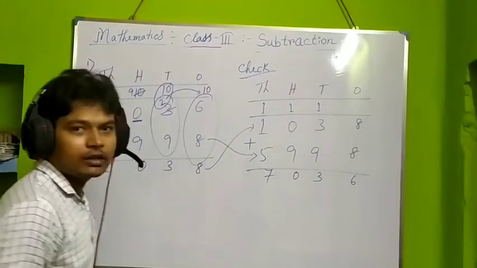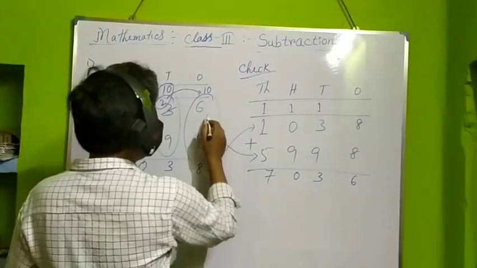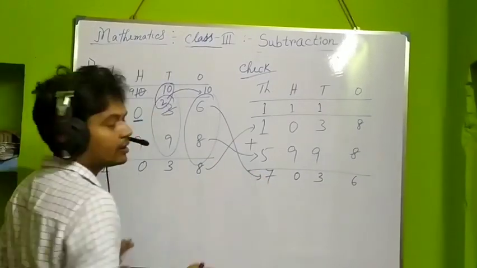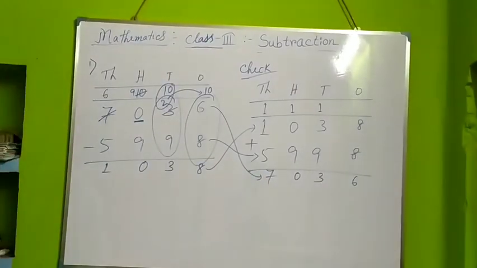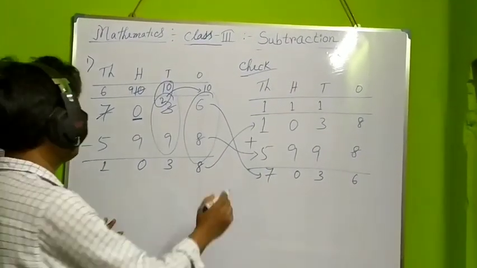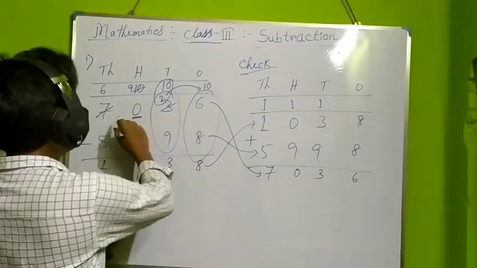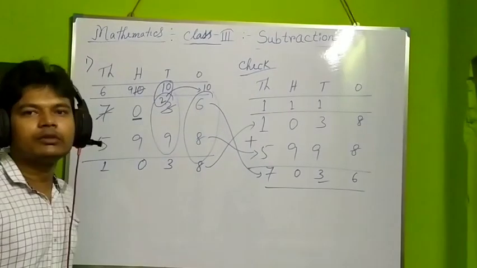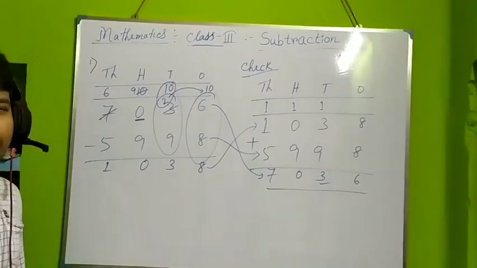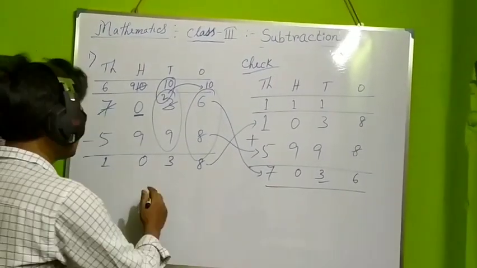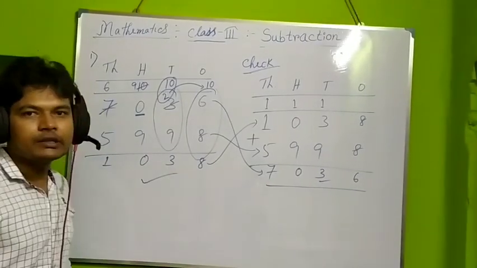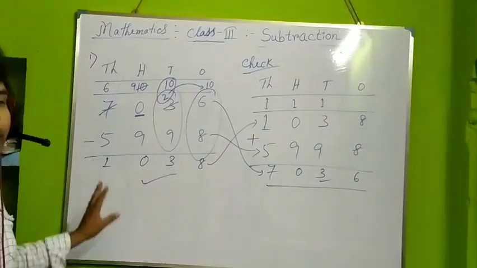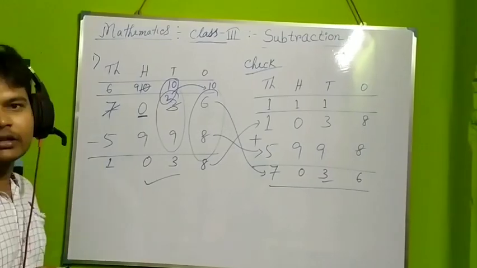Now you can see that this number is similar to the number written in the minuend. Okay. So here also 7036. Here also the result of the addition is 7036. Now we can say that the difference is correct. Okay, that the subtraction is correct.